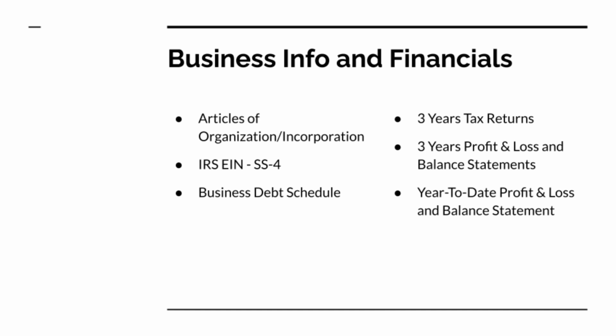Then they're going to ask for 3 years tax returns for the business. They may substitute that with 3 years profit and loss statements or balance statements. They may want to see both of those. And then the current year-to-date profit and loss and balance statement to see how well you're doing this year. And this is more likely to happen the farther into the year that you are, not so much if you're trying to apply like in January or maybe even February.